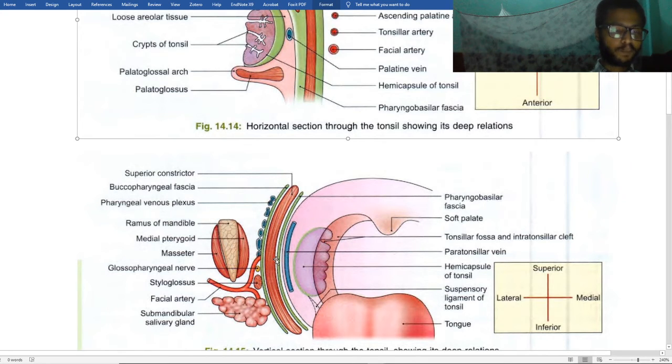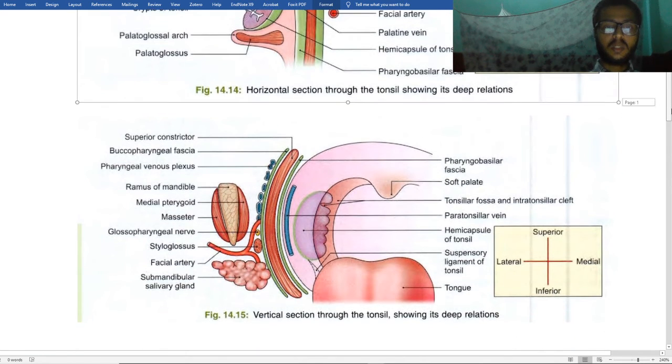So the tonsillar artery enters the tonsil. Here is the tonsil, and it enters by piercing the superior constrictor. After piercing the superior constrictor muscle, the tonsillar artery reaches the tonsil. Here it is, the superior constrictor. So you are seeing this facial artery. It pierces it and then reaches the tonsil.